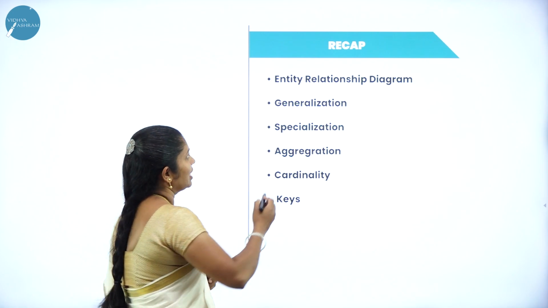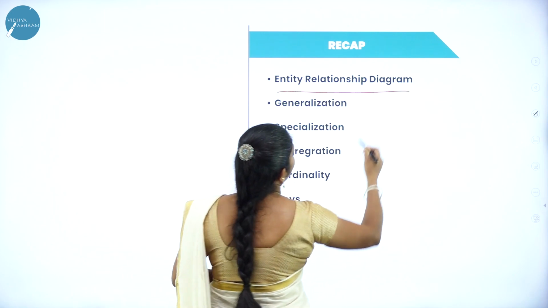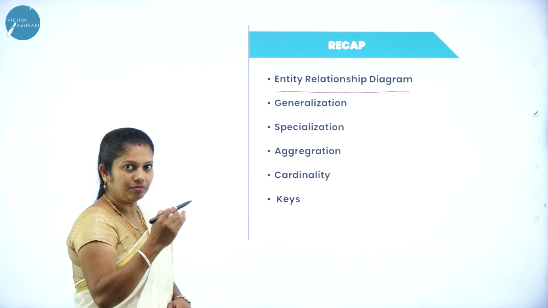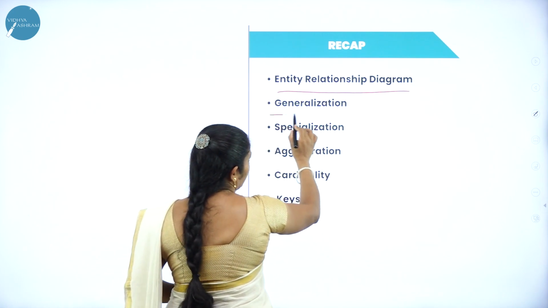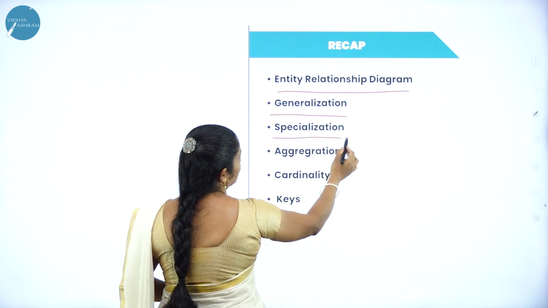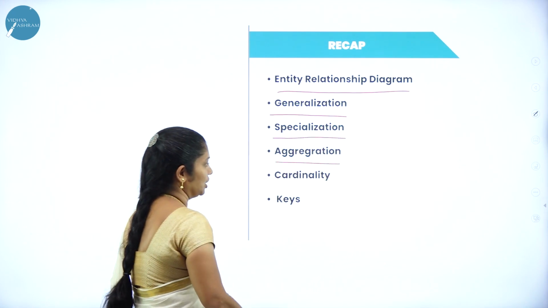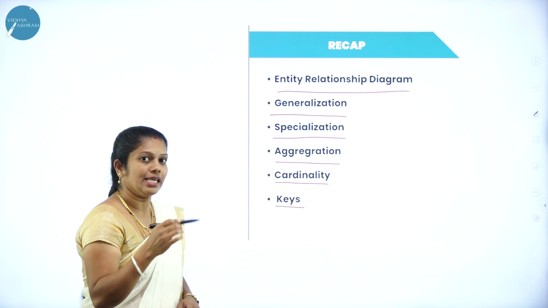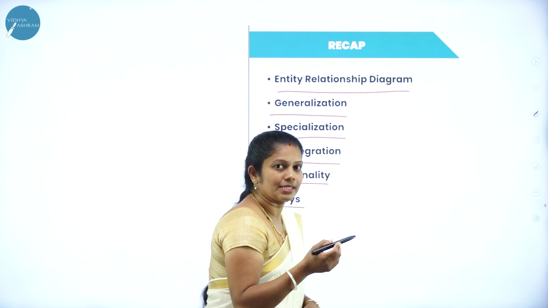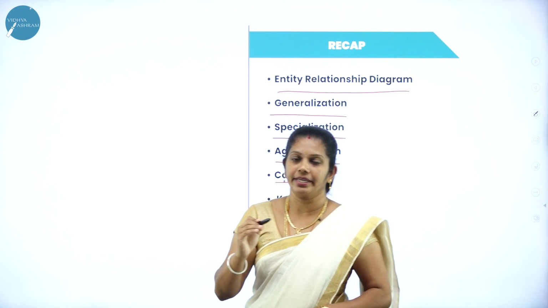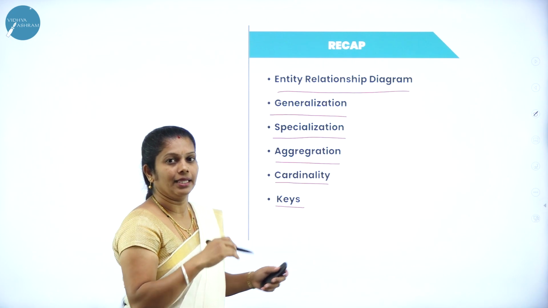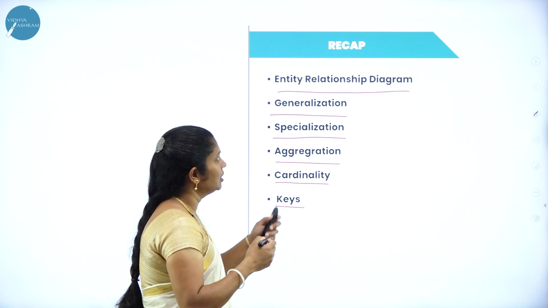Whereas in the previous class you have studied regarding the entity relationship diagram, how to draw the diagram, then what you mean by generalization, specialization, aggregation, as well as cardinality. With that you have studied regarding keys, which are the different types of keys like candidate key, primary key, alternative key, super key, foreign key. Regarding that you have studied in the previous class.